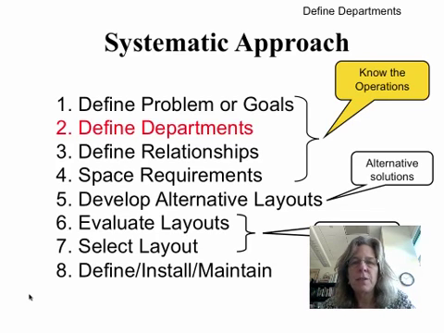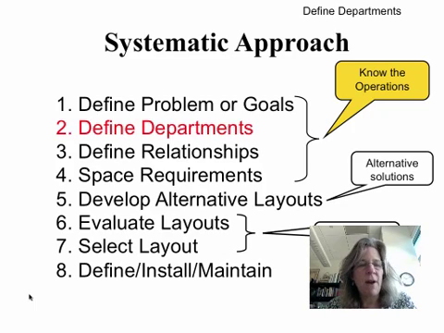Okay, so today we're going to continue on with a systematic approach. We've talked a bit about how you're going to collect data associated with the operations, and some of this data is then going to be incorporated into some of these steps. So the first one we're going to talk about is to define the departments, but you'll also be looking at defining relationships and also space requirements using the documents you've collected.